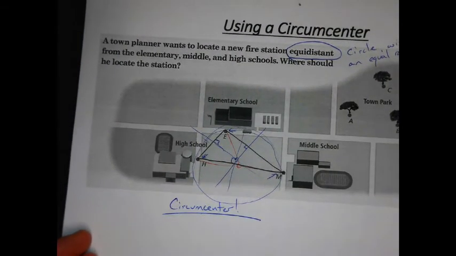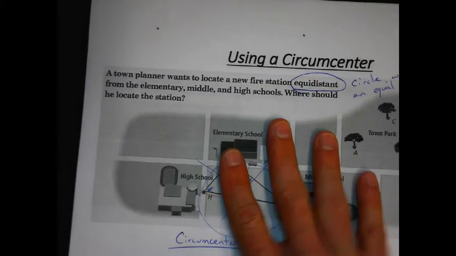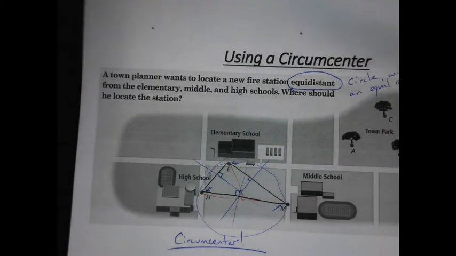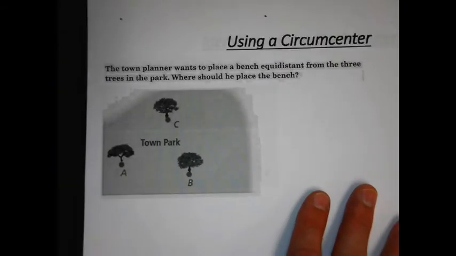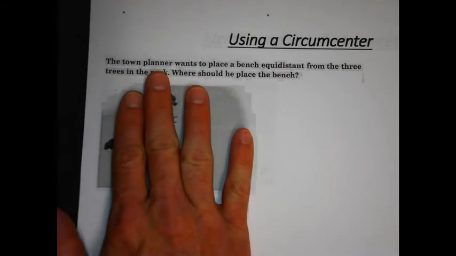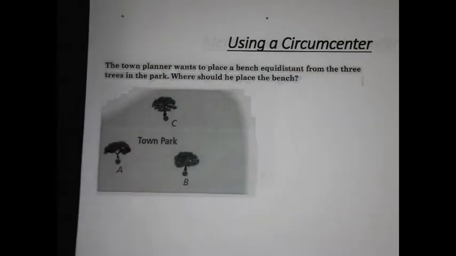That's basically a vocabulary question. A question like this is vocab. Okay, and we'll see what it might look like on a quick quiz later. So a very similar question, right? Town planner wants to place a bench equidistant from 3 trees in the park.